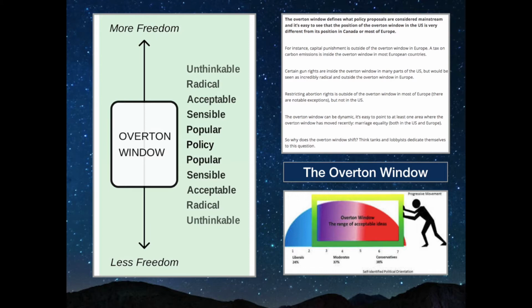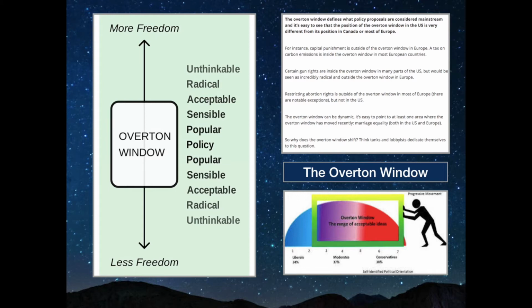Certain gun rights are inside the Overton window in many parts of the US, but would be seen as incredibly radical and outside the Overton window in Europe. Restricting abortion rights is outside of the Overton window in most of Europe, notable exceptions, but not in the US. The Overton window can be dynamic. It's easy to point to at least one area where the Overton window has moved recently: marriage equality in both US and Europe. So why does this Overton window shift?